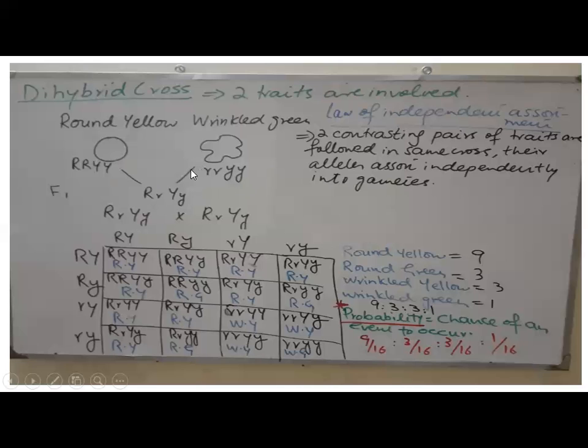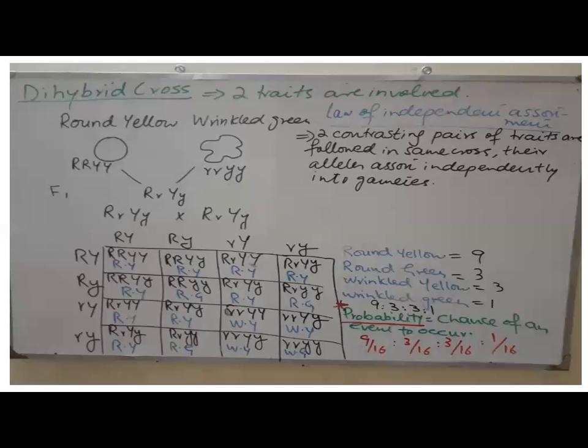When the alleles of two contrasting traits, one the color and the other the shape, reunite, the result will be like this. For example, capital R capital Y, capital R small y, small r capital Y, and small r small y. So we have segregated the alleles while forming the gametes in such a way that each has two traits at a time.